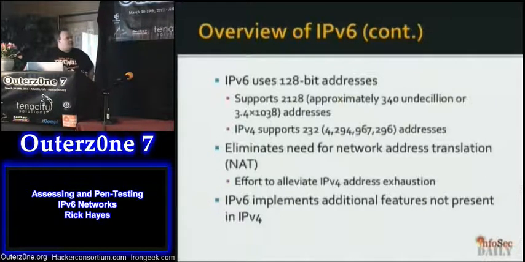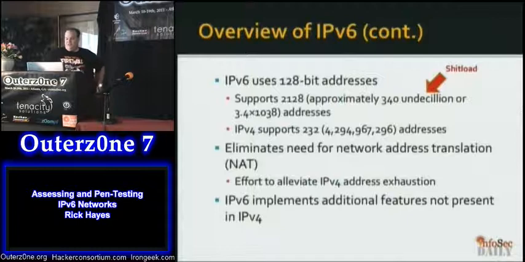Here's the significant part. IPv6 uses 128-bit addresses, which supports 2^128 networks, so that's 340 undecillion, whatever. It's just a huge number. I don't know how to pronounce it, so I'm not going to tell you. IPv4 supports about 4 billion, and so we've already run through those.